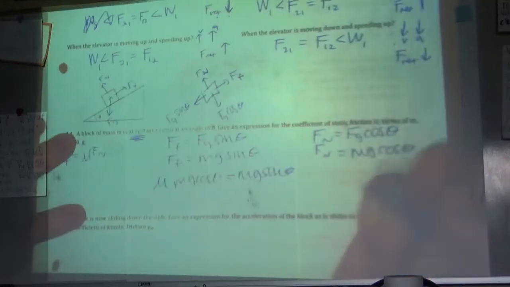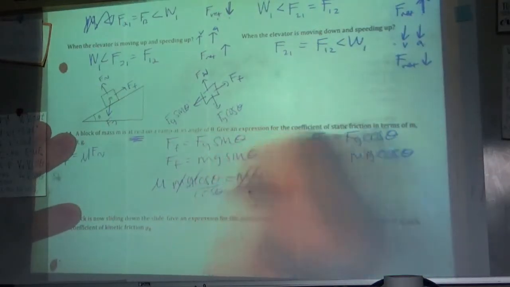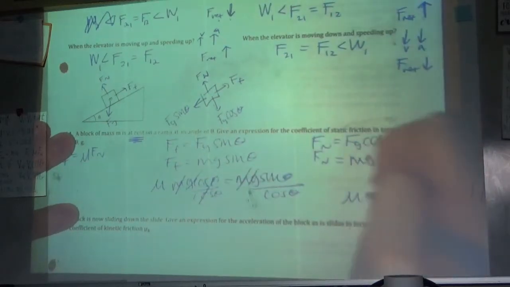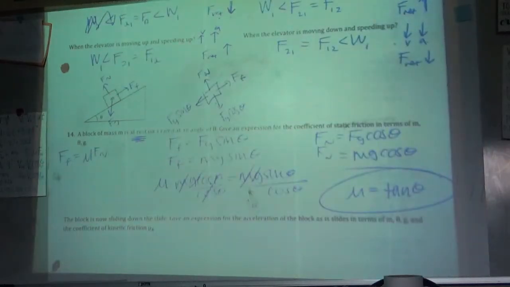Just bringing this down. Divide the m's, they cancel. Divide the g's, they cancel. Divide cosine over. And you can leave it as sine over cosine, or you can say, oh, sine over cosine, that's just tangent. And that's the right answer.